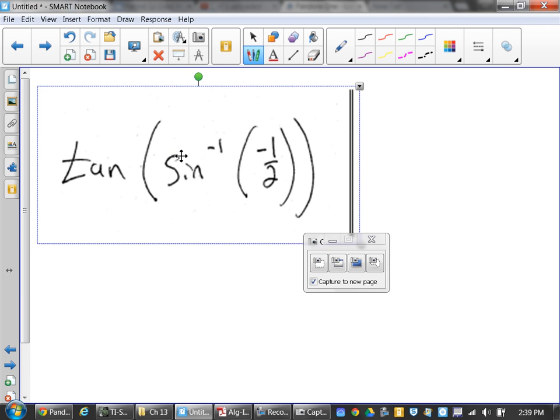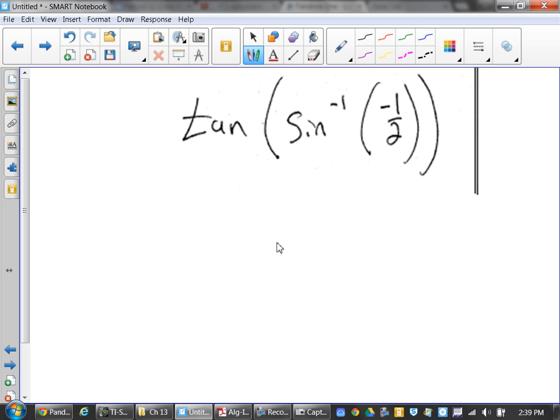And last one here real quick, just so you understand this. This asks you, what is the tangent of the angle that has a sine value of negative a half? So you start at what is the angle that has a sine of negative 1/2, excuse me, and then you find its tangent. Start with the sine value. It's going to be over here because it's negative, so we know that.